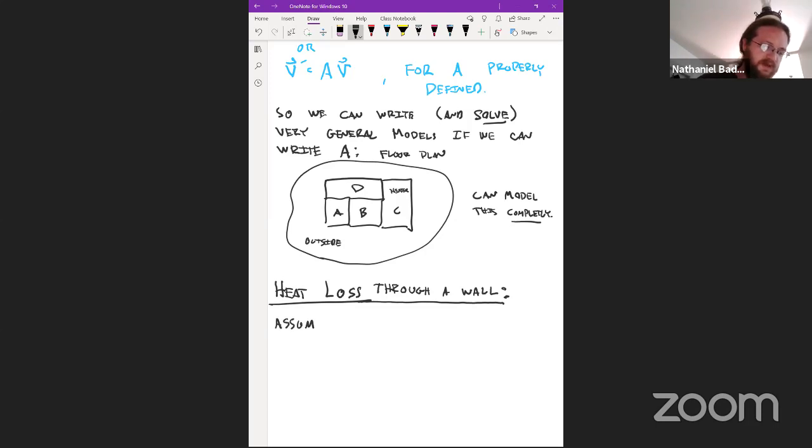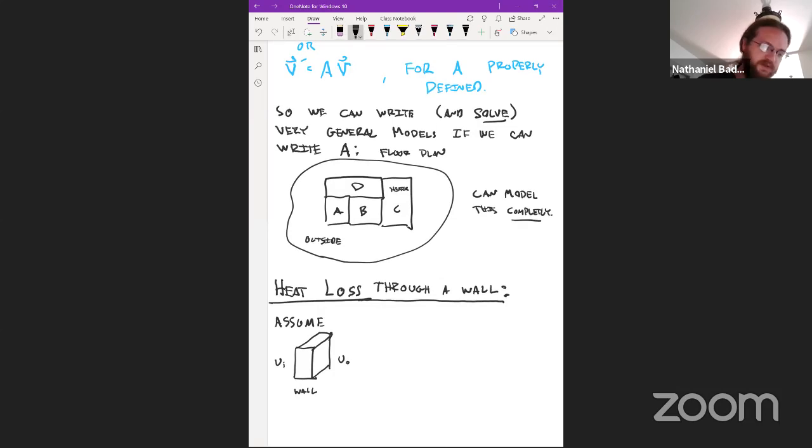So let's assume that we have a standard wall. And inside, we have a temperature of U_i. And outside, we have a temperature of U_0. And we want to consider the temperature separating the wall.